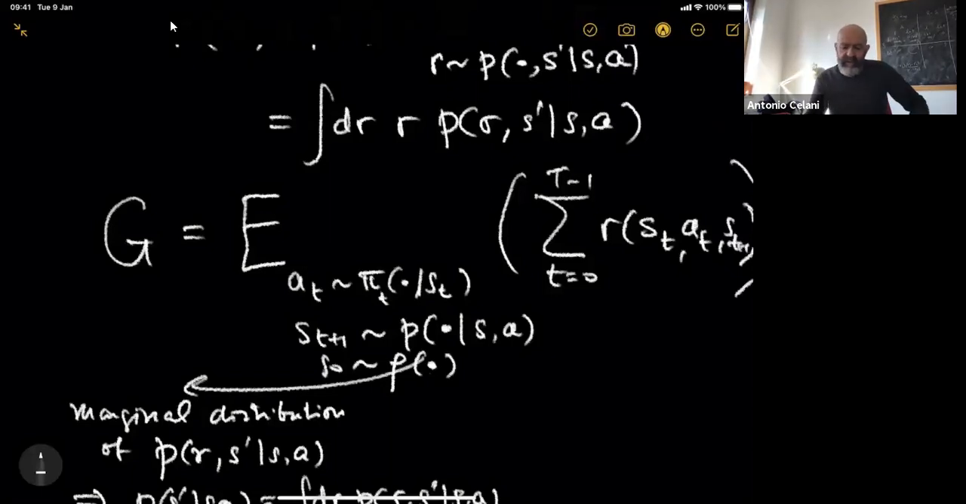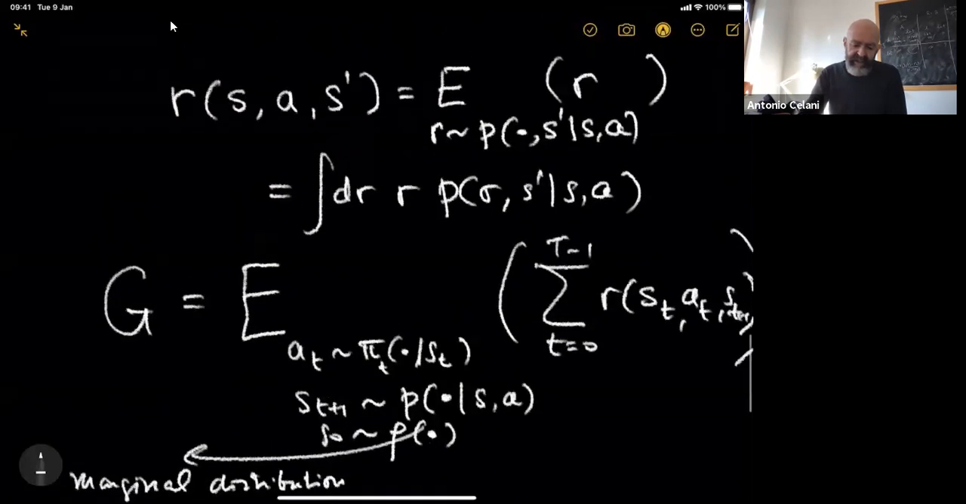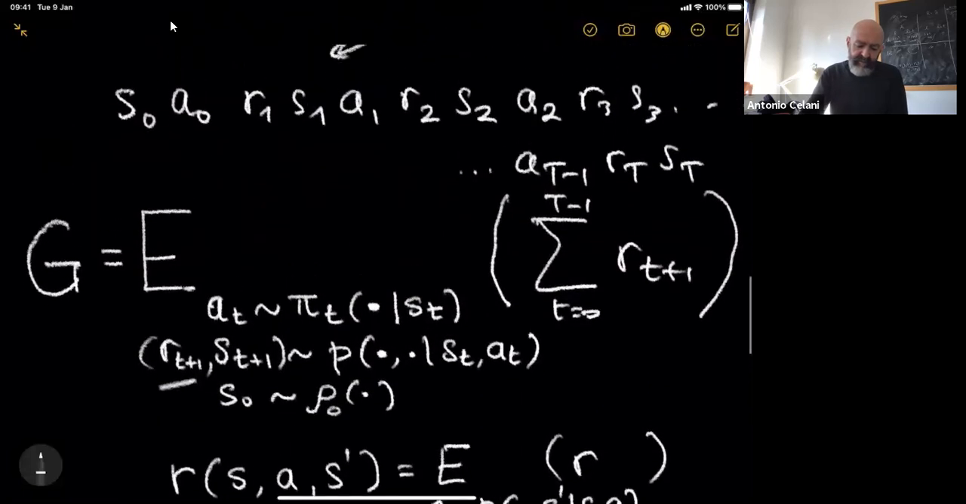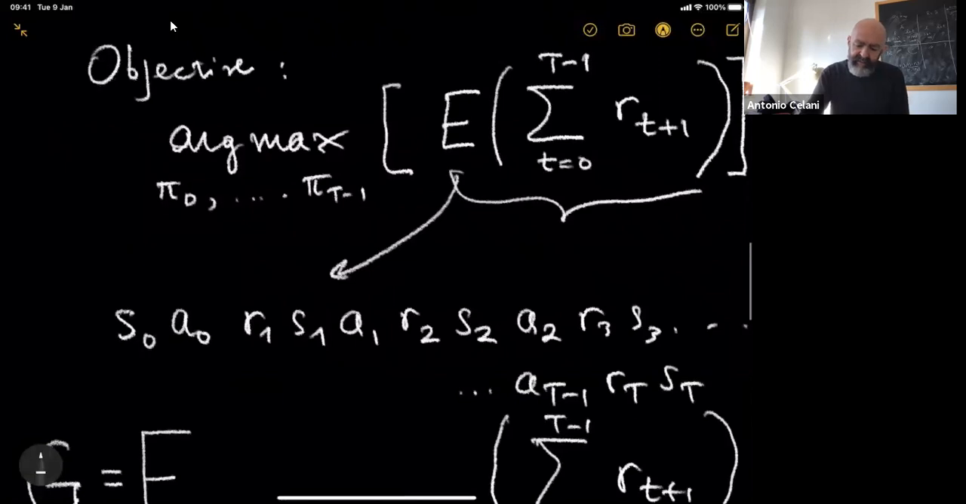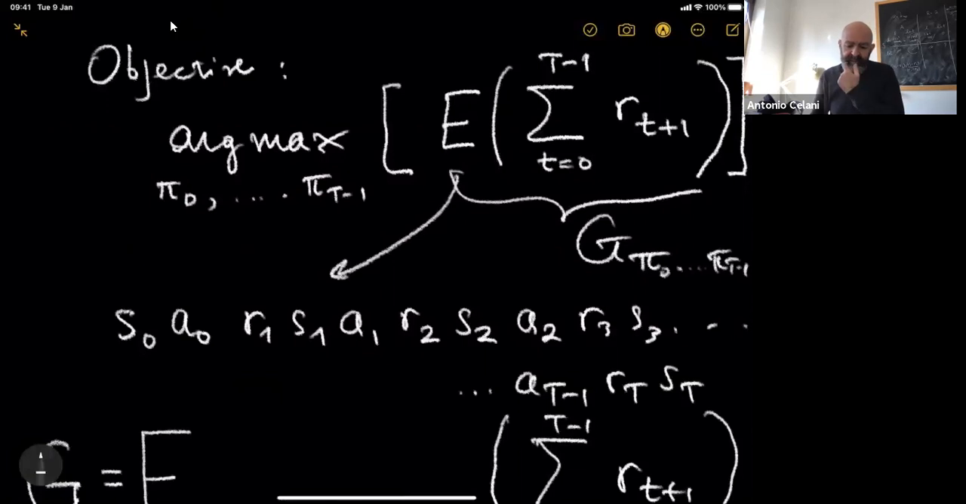This is very heavy as a notation, but in the following I will make it much, much leaner. You always have to go back and think about what it means to take expected values and what it means in practice. Very good. So like I said, the objective is this, my G, which depends implicitly on pi, which means it depends on pi_0 to pi_{T-1}.